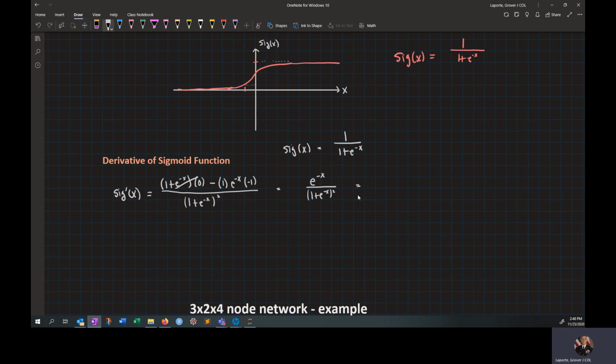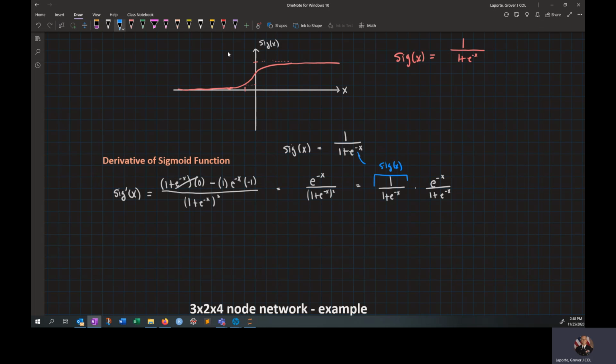All right, let's break this up. I'm going to break it up into 1 over 1 plus e to the negative x, and then multiply it by e to the negative x over 1 plus e to the negative x. We notice, hopefully, right away, that the first part is simply the sigmoid function. So I'm going to call this sig of x instead of writing all that out.